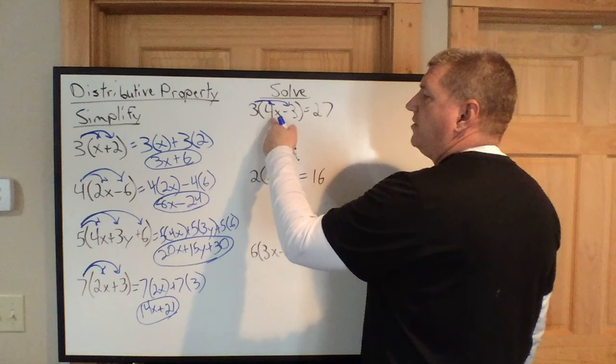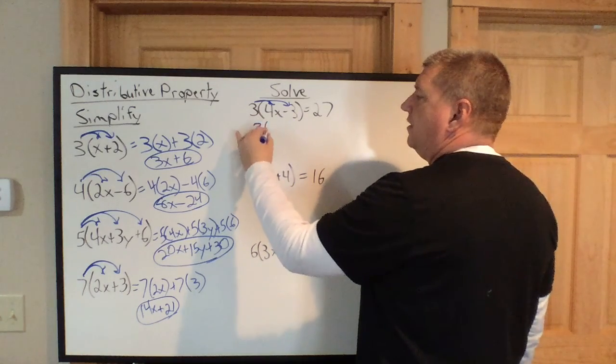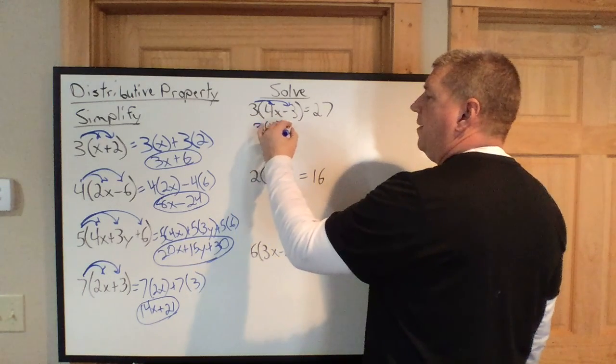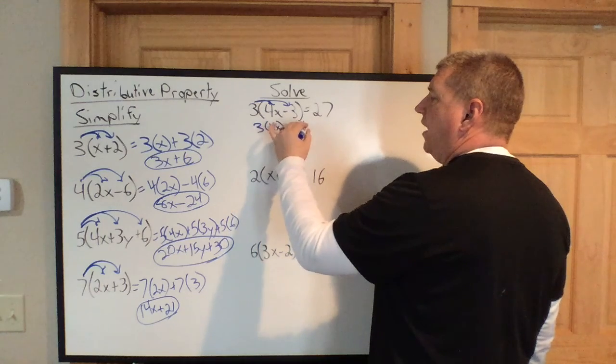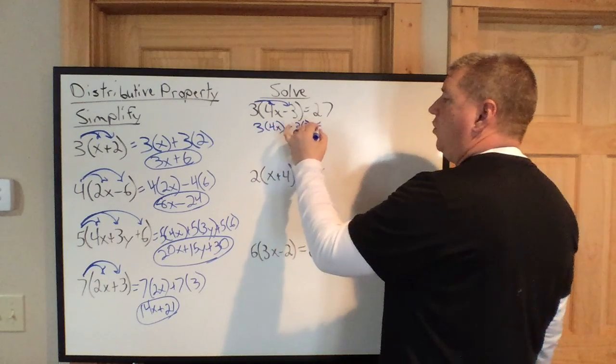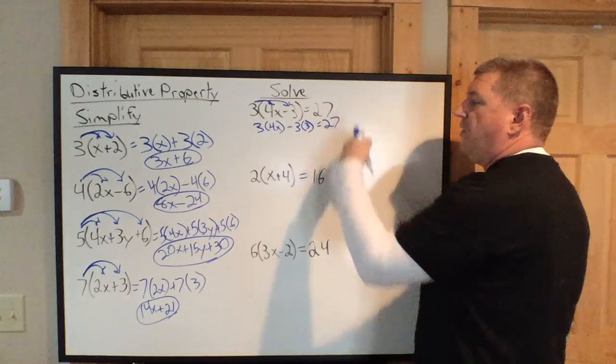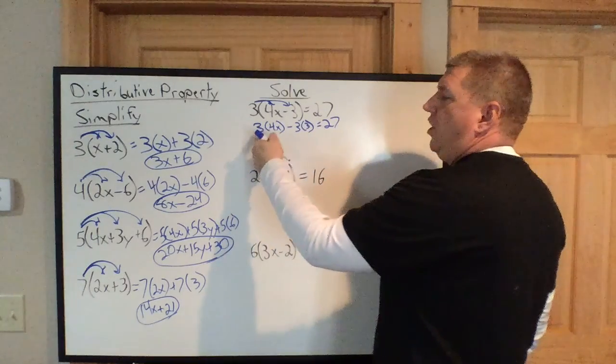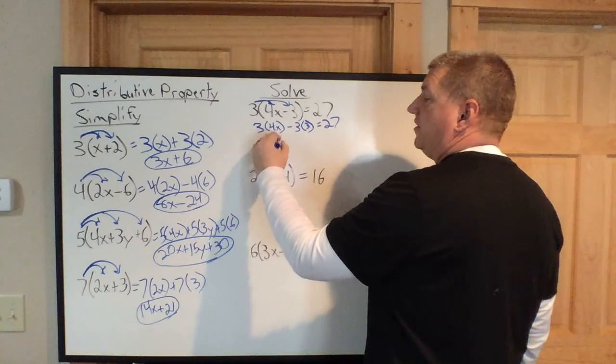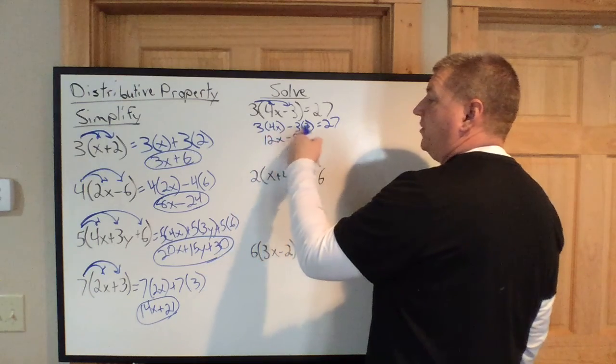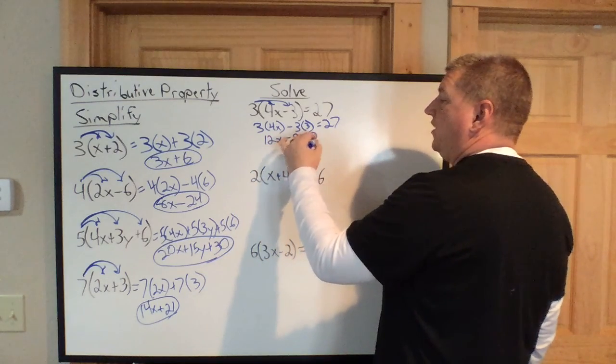So 3 times 4x minus 3 times 3 equals 27. Obviously, I didn't do anything on the right-hand side, so it stays. 3 times 4x gives me 12x minus 9. 3 times 3 is 9, equals 27.